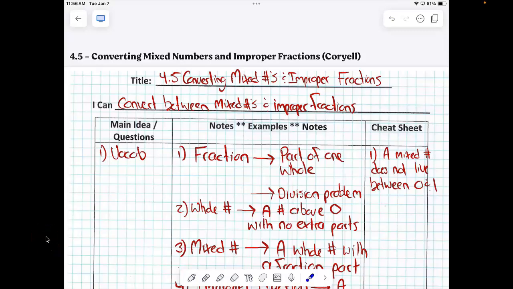We finished 4.5, converting mixed numbers and improper fractions. Can you convert between mixed and improper? Yes. What does convert mean?